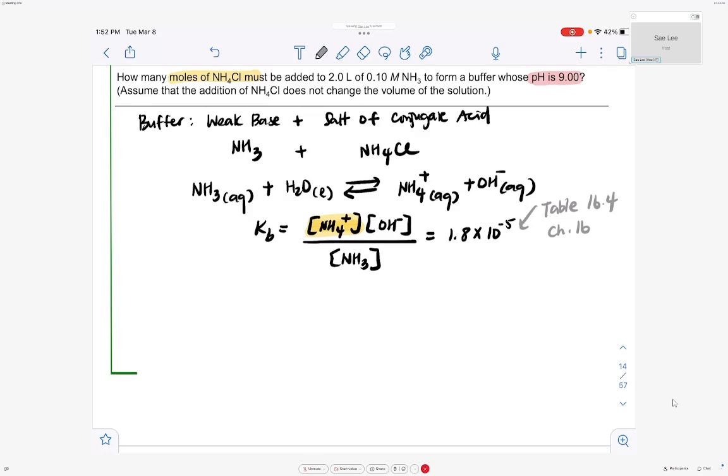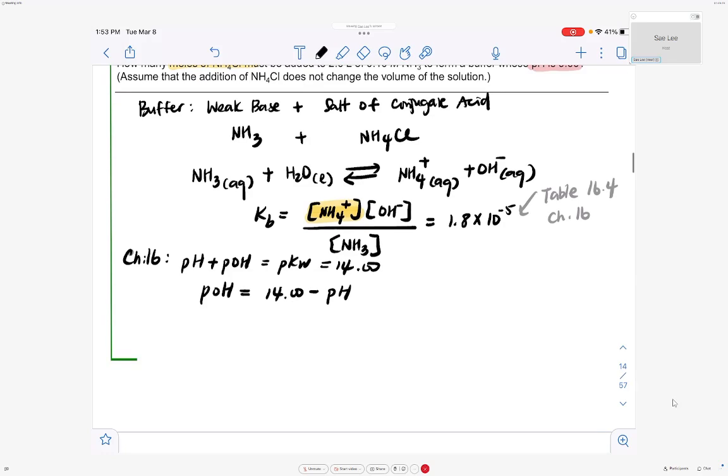Okay, so according to chapter 16, we already know that pH plus pOH equals pKw, which is 14, right? So then the pOH is going to be 14 minus pH. The pH value is already given in the question. 14 minus 9 is going to be 5.